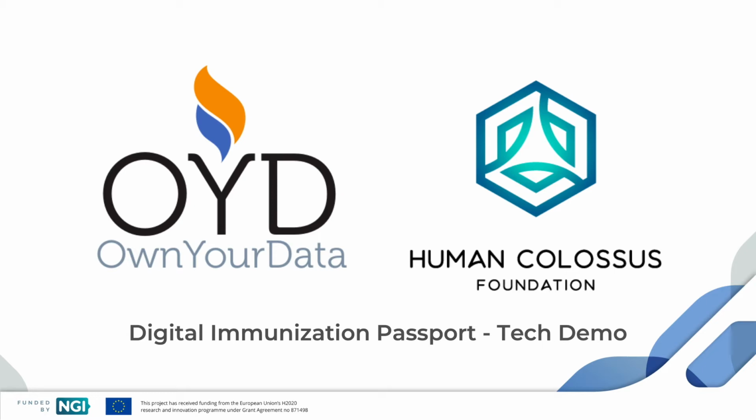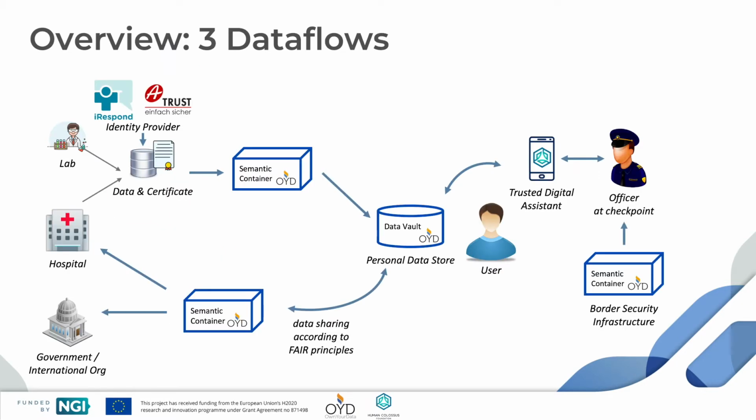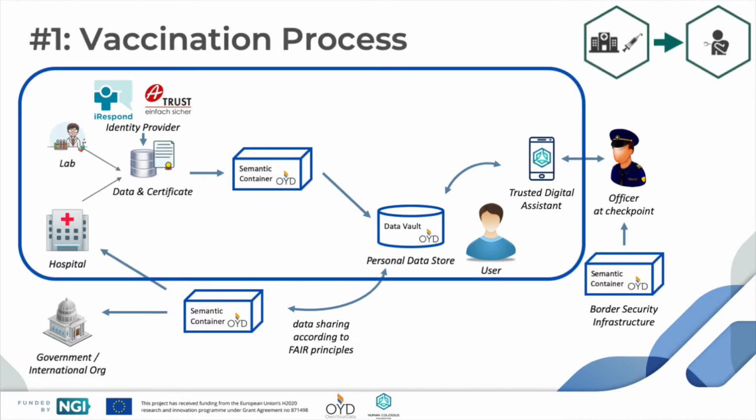Here is a short demo highlighting key features developed in the NGI DAPC Digital Immunization Passport project. To cover all data portability aspects of an electronic vaccination record, we created 3 data flows to demonstrate solutions for specific administrative and technical challenges. We demonstrate creating a verifiable credential for the booster shot of a tick-borne encephalitis vaccination for the first data flow.